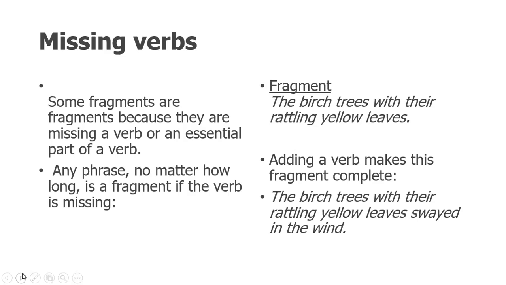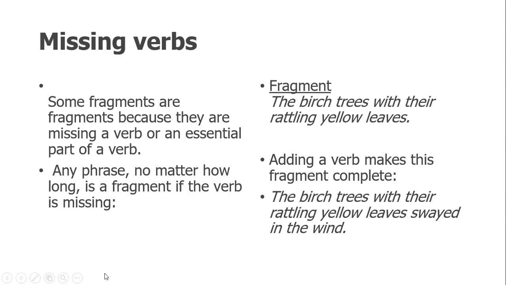You have to look out for these things. Does it have a subject? No. Does it have a verb? You have to question yourself and then look out for the options. This is how we better the fragment and make it into a complete sentence: the birch trees with their rattling yellow leaves swayed in the wind. So what happened with the trees? They were rattling yellow leaves. Then what was the next action which was missing? So we added it here. This addition will be done if given in the options.